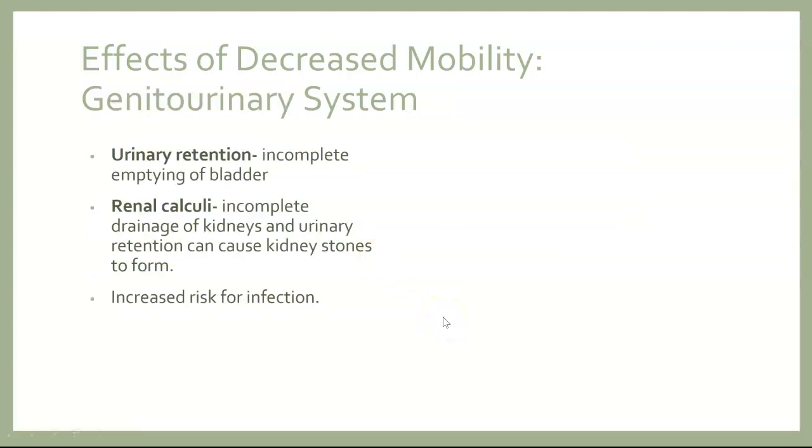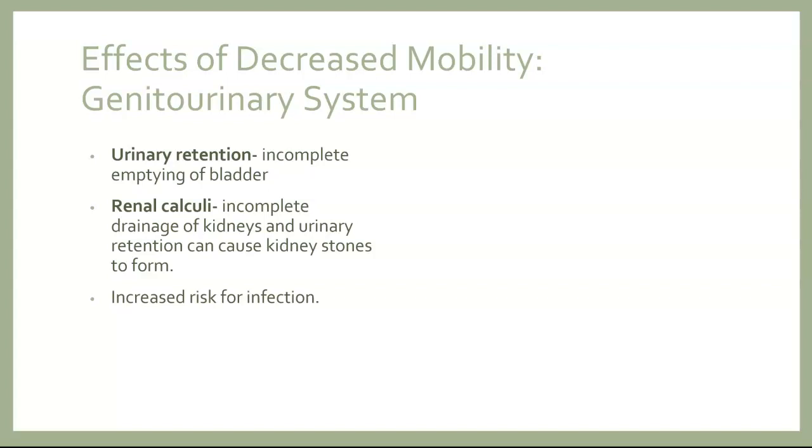And then the genitourinary system, so urinary retention, because you're sitting in a lying position, gravity's not helping you out. It can cause incomplete emptying of the bladder. Obviously, if there's not a Foley catheter in place. If there is, then it should empty most of it out, but still, because of the position, sometimes the Foley will even have difficulty draining all of that.